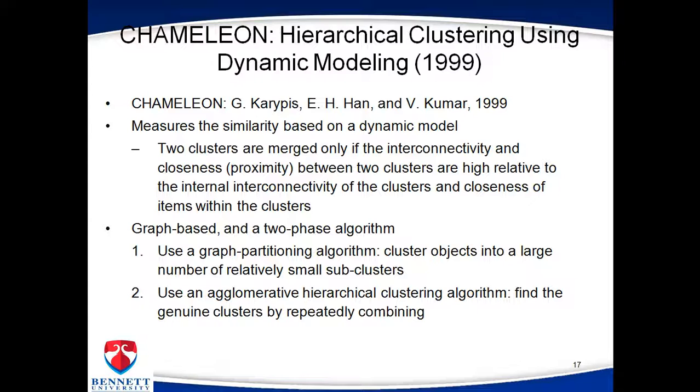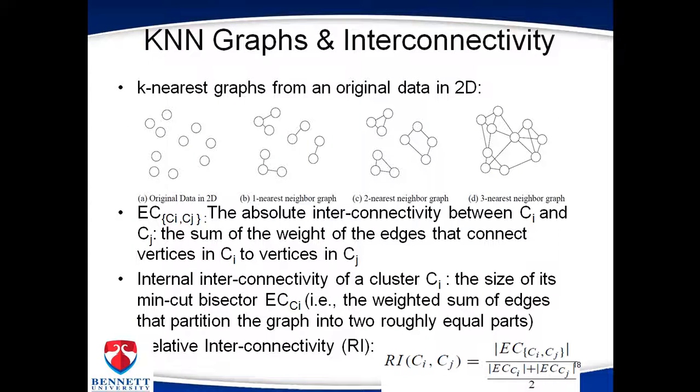The first phase uses a graph partitioning algorithm, and the second one uses agglomerative hierarchical clustering. So we are talking about the agglomerative hierarchical clustering algorithm today. It's basically about the KNN graph and the connectivity. The KNN graph shows the original data in 2D, with the first neighbor, second neighbor, and the final distance. So the main thing is that first we find the relative interconnectivity, the RI.